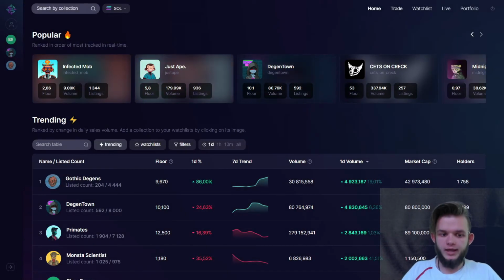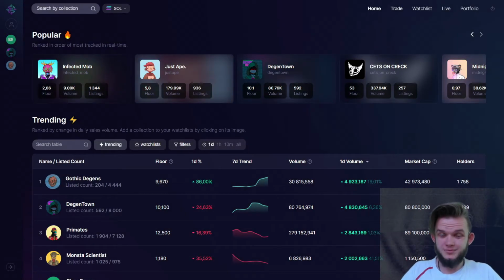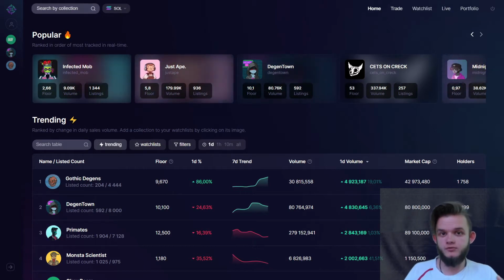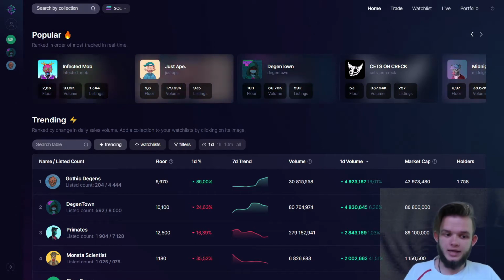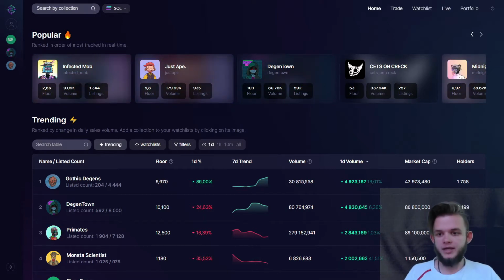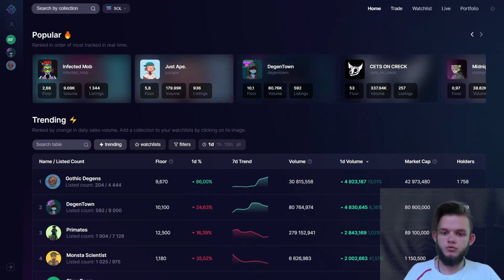My name is Froll, and today I want to show you the website called Solsniper, because a lot of people have been asking me about it. How does it all work? What is this website? You're looking at graphs of Solana NFT collections and all other stuff. So today we're going to look straight into it and understand how it all works, what the mechanics are, what the main features are, and how it could be useful for us.